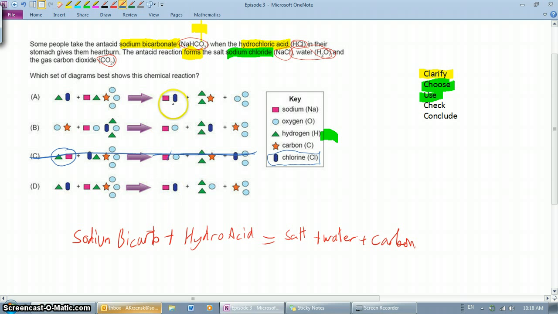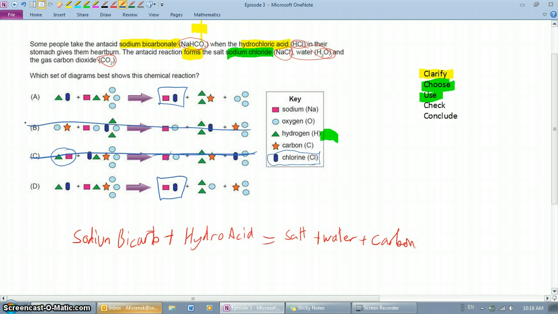Okay, so sodium chloride could be this one. Sodium chloride could be this one because the shapes are the same. But this is sodium and oxygen, so it mustn't be this one. So we've already scrubbed 2, 1 to go. So what's the next thing?